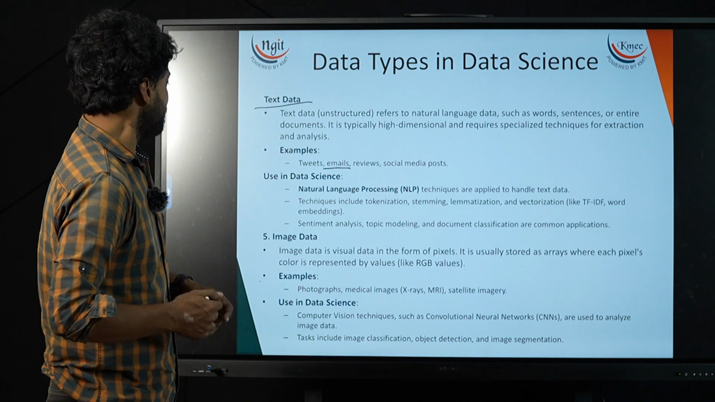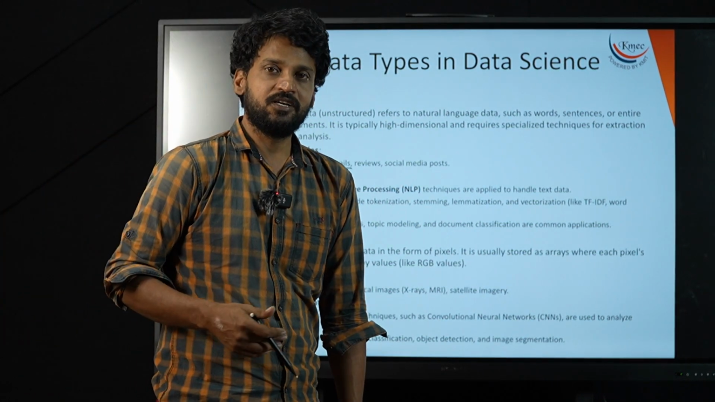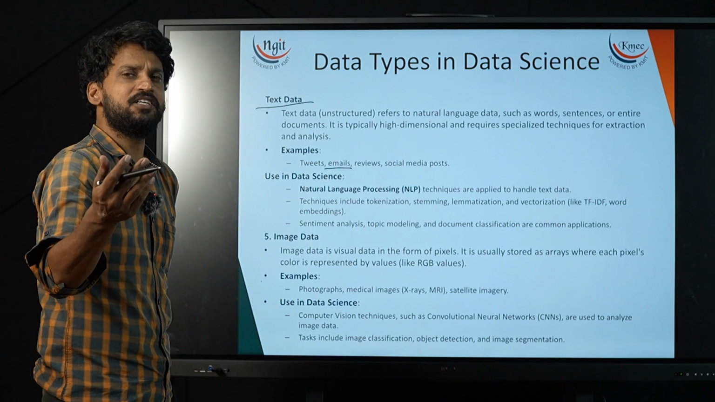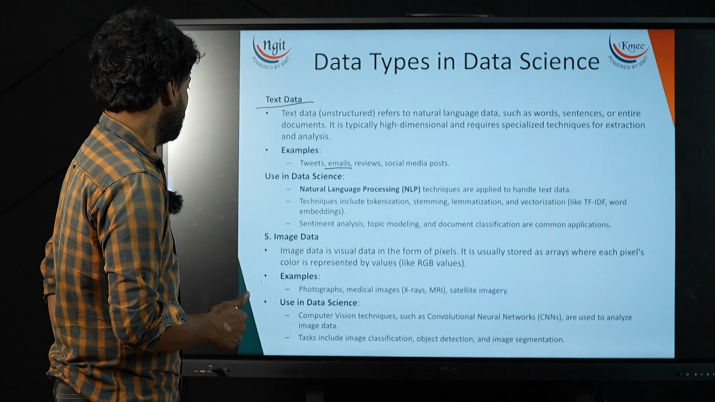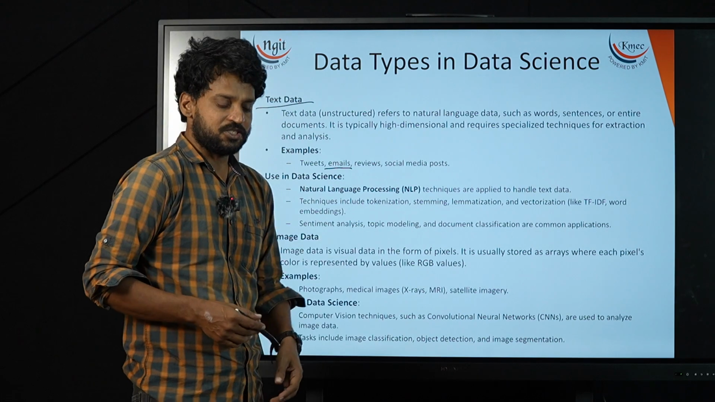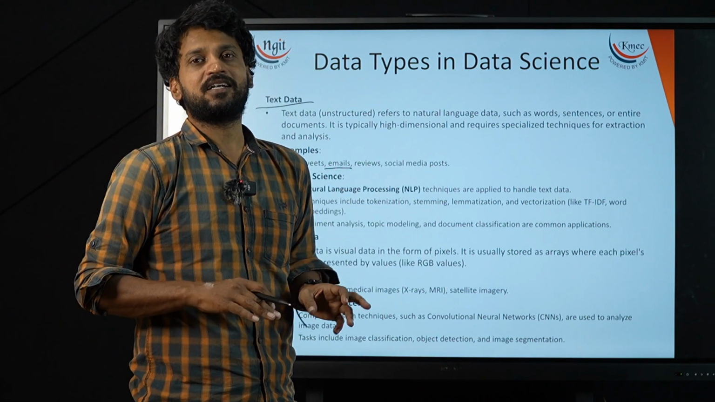Okay. And the next thing is the image data. We often deal in our projects, in our CNN or ANN, often we deal with the images or sounds. But what exactly is image data? Image data is a visualization data in the form of pixels. Eventually, image data will also be converted to numerical data.